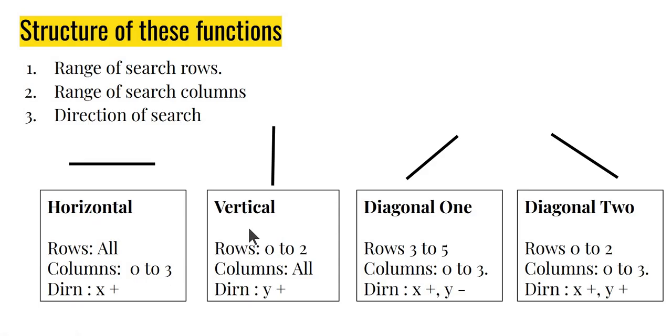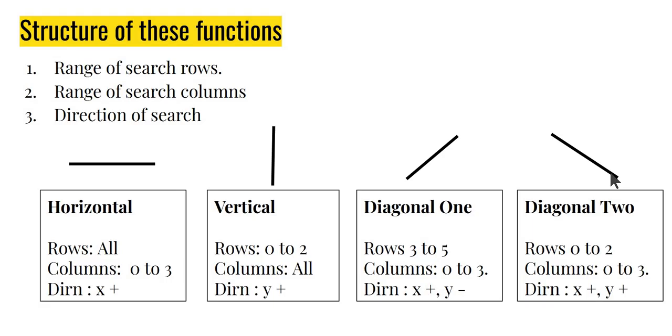Contrast that with the vertical. In the vertical case, we search from rows 0 to 2, but then we search on all columns and we go in direction y plus. What I mean by y plus is that we go higher and higher in the column index. Likewise, for diagonal one, we search only in rows 3 to 5, columns 0 to 3. We spoke about this elsewhere, but we go in a direction which is increasing on x, but decreasing on y. Which means I increase the column index and I decrease the row index. Similarly, in diagonal 2, the search range is 0 to 2 and 0 to 3 for rows and columns respectively. I increase the row index and I increase the column index.